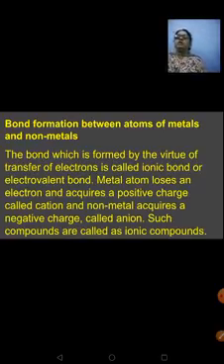Metals normally lose electrons and acquire a positive charge. Non-metals gain electrons and they become negatively charged, and we call these non-metals anions and metals cations. The compounds that are formed due to transfer of electrons between a metal and non-metal are called ionic compounds. I'll explain that in detail.